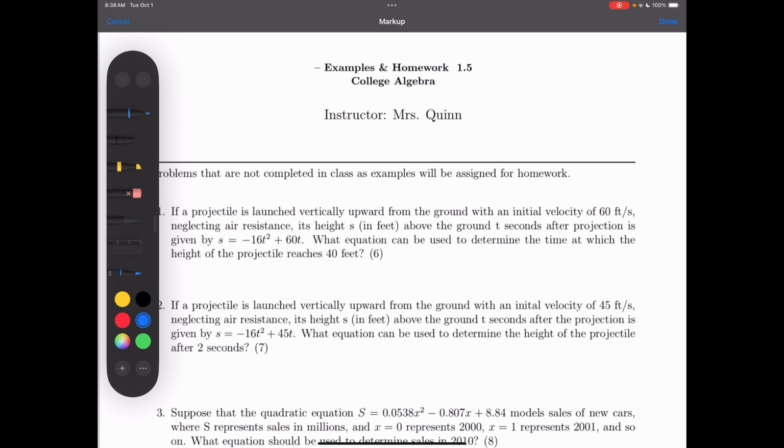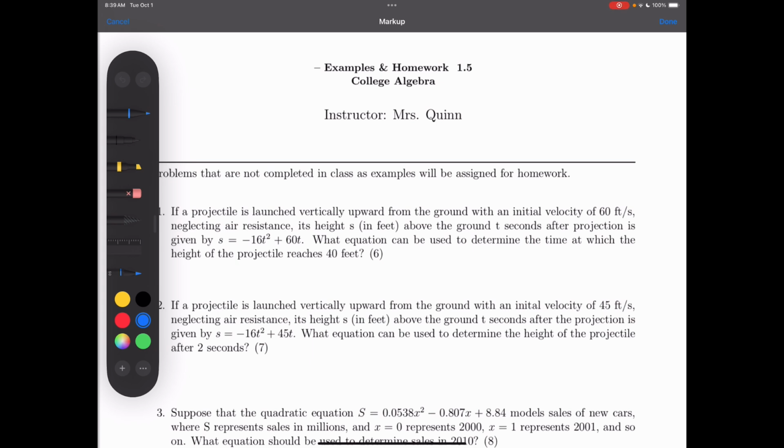Anyways, number 1: if a projectile is launched vertically upward from the ground with an initial velocity of 60 feet per second, neglecting air resistance, its height s in feet above the ground t seconds after projection is given by s equals negative 16t squared plus 60t. What equation can be used to determine the time at which the height of the projectile reaches 40 feet?